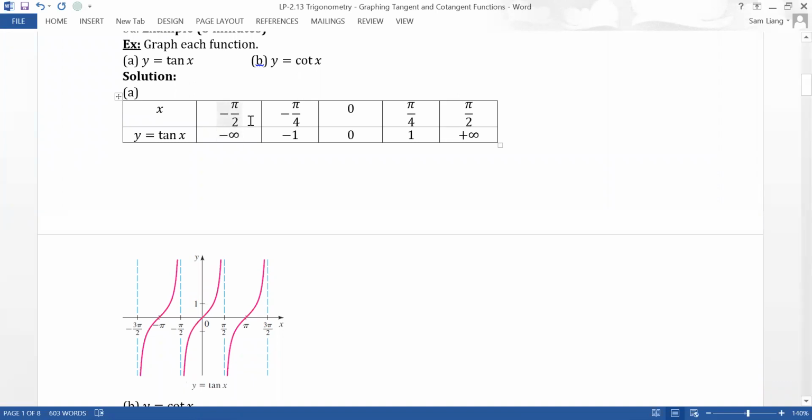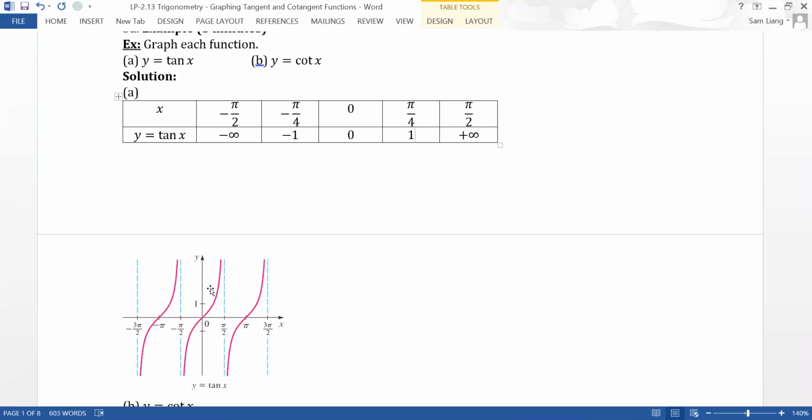So negative pi over 2, negative pi over 4, 0, pi over 4, and pi over 2 are going to be your x coordinates. At negative pi over 2, it's negative infinity. At positive pi over 2, it's positive infinity. At negative pi over 4, it's negative 1. At 0, it's 0. Tan pi over 4 is 1. And then from there, you can graph.